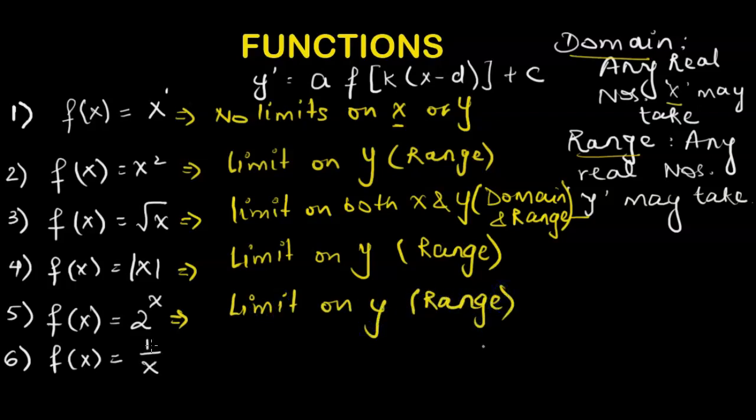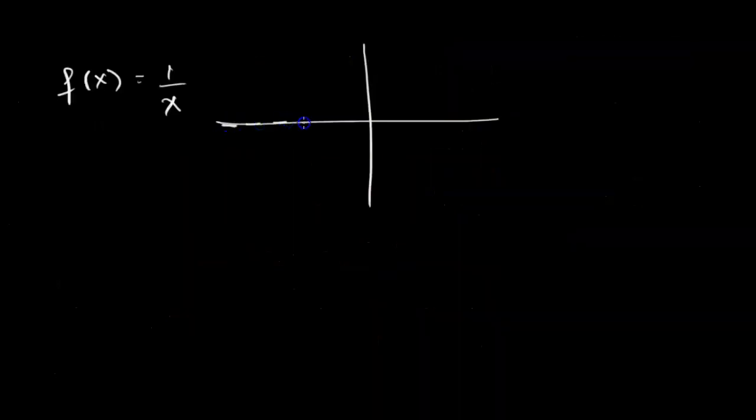When it comes to the reciprocal function, a reciprocal function will always have asymptotes. The parent reciprocal function has asymptotes on the x and y axes. Asymptotes are basically imaginary lines.